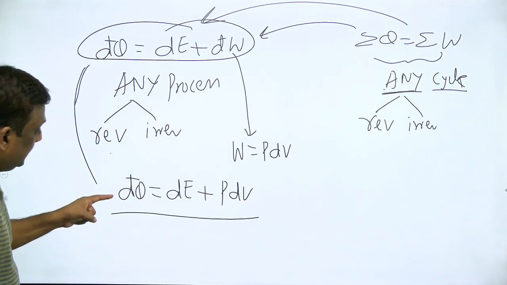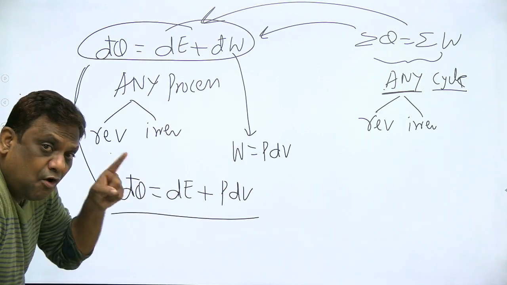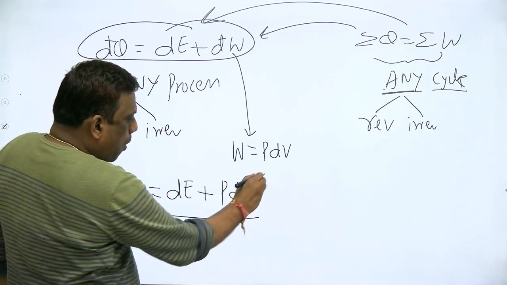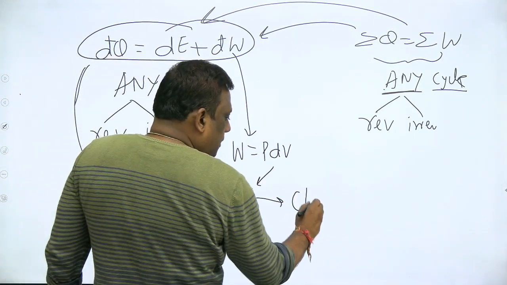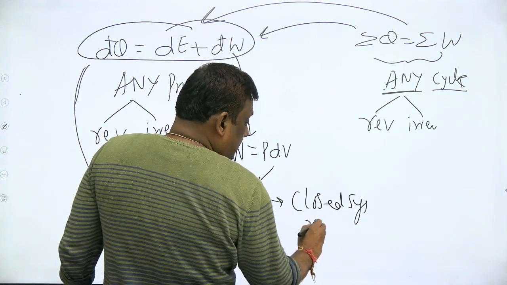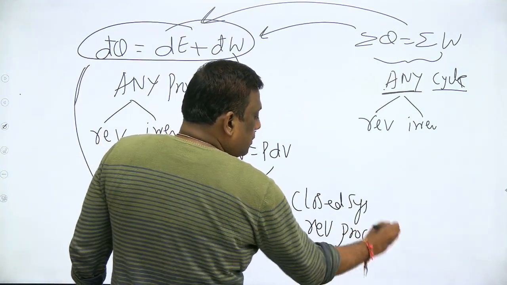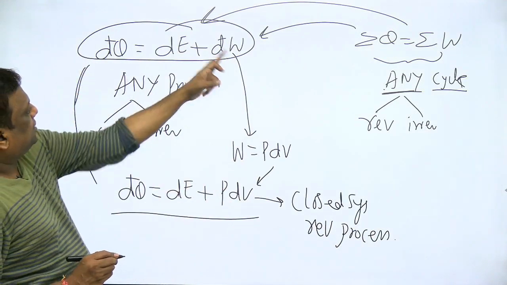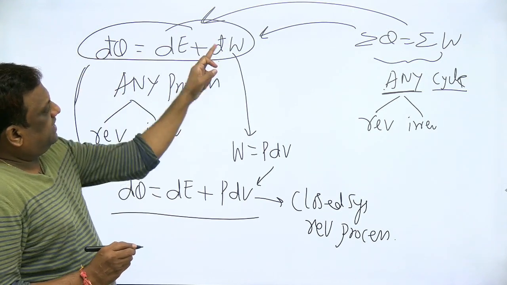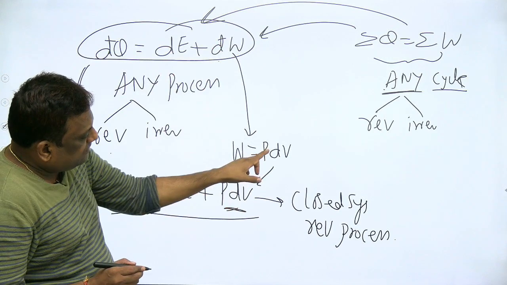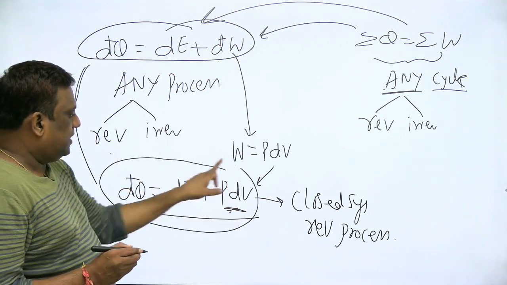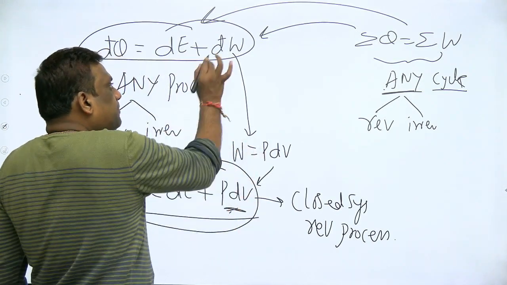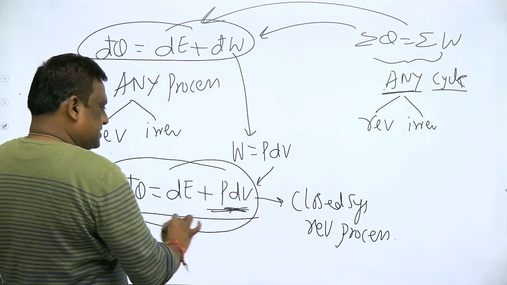My dear students, this is the first law of thermodynamics equation for a process undergone by a closed system with reversible process, because work is equal to PdV is valid only for a closed system undergoing reversible process. Earlier, this is for any process, with no condition; you can apply this for reversible or irreversible. But if you replace work with PdV, PdV is valid only for reversible. Now this equation is valid only for a closed system undergoing reversible process, because you replace work with PdV.